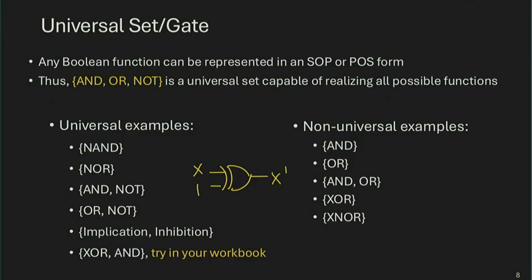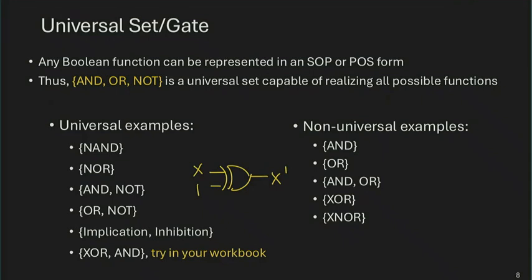Yes? What is the second input? The second input is a constant 1. Yeah. So 1 XOR 0 gives you 1. 1 XOR 1 gives you 0. So the output is the complement of that changing input.